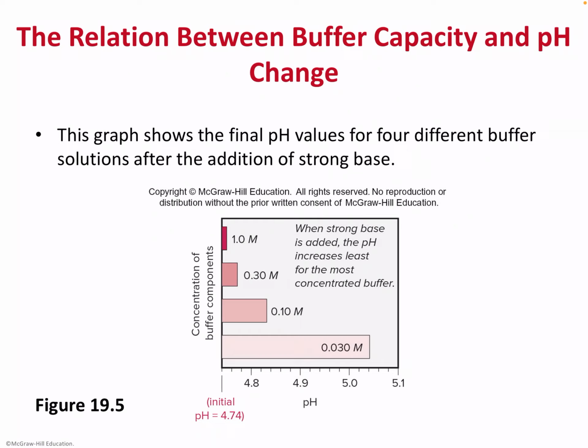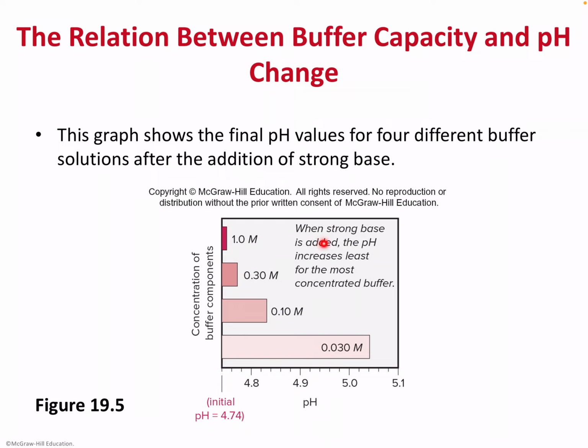Now let's look at this example, seeing the relation between buffer capacity and pH change. This graph shows the final pH values for 4 different buffer solutions after the addition of strong base. Now let's say you have 4 buffer solutions: 1, 2, 3, 4. This buffer has a concentration 1 molar. This has 0.3 molar. This is 0.1 molar. This is 0.03 molar. So the buffer concentration is increasing. And this is the initial pH of these buffer solutions.